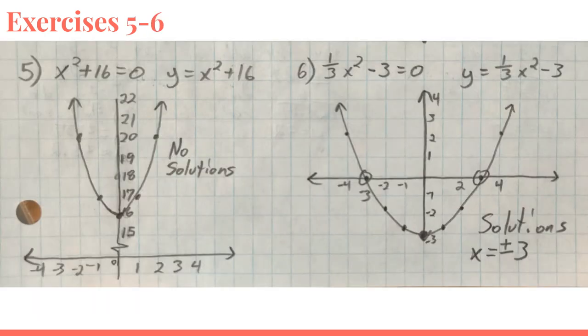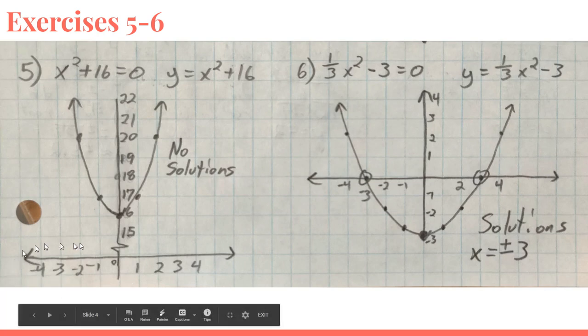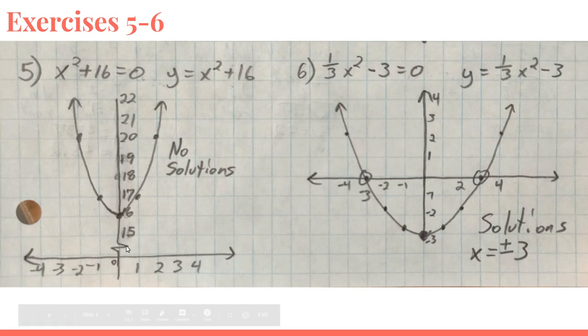Number 5 and 6, we have no solutions for number 5. Again, positive y-intercept and a positively curving function means we do not hit the x-axis. Now, what I want you to notice on number 5 is I used this symbol to indicate a jump in y values because I knew I was going to have a y-intercept of 16. I could tell that by the function. So I knew it was going to curve positive, and that I was going to have 0 data between 0 and 16 on the y-axis. This is the way to appropriately show that on a graph.